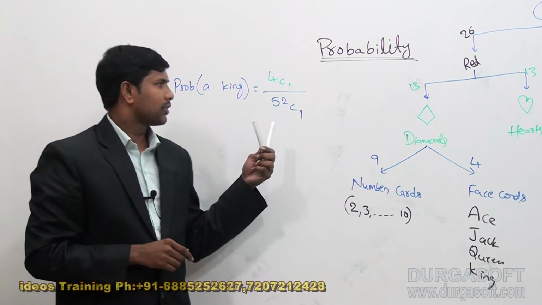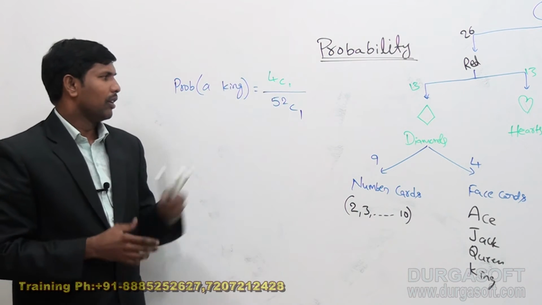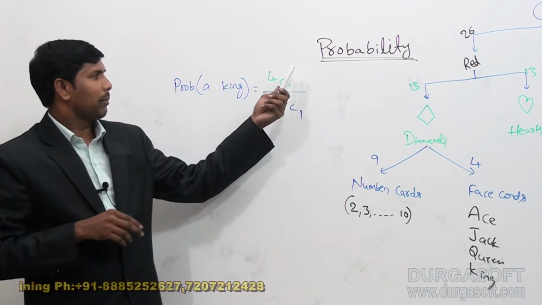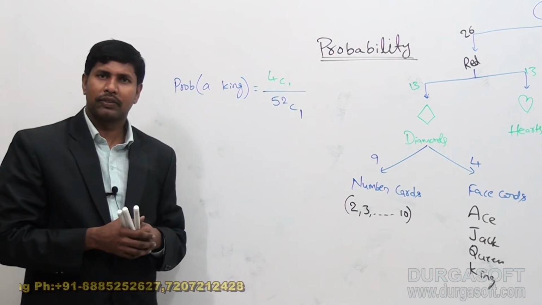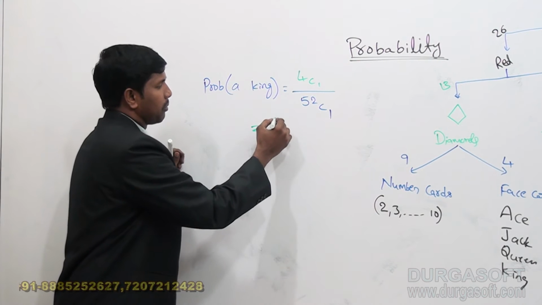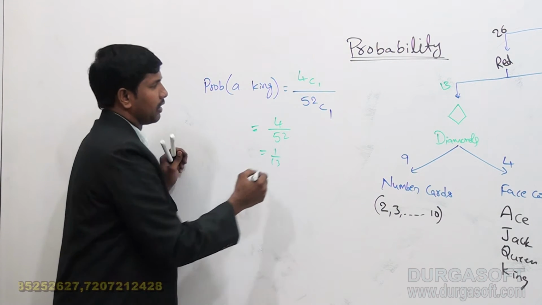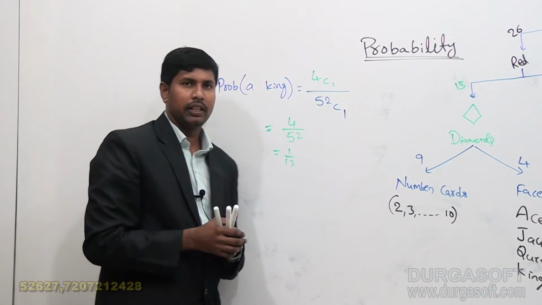So the number of ways to select a king is 4C1. Total is 52C1. As we discussed, probability is the number of favorable chances by the total number of chances. So the probability is 4 by 52, which means 1 by 13.